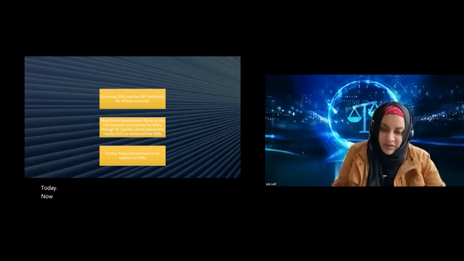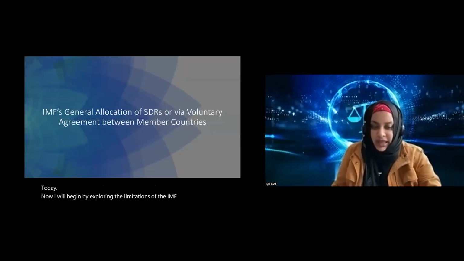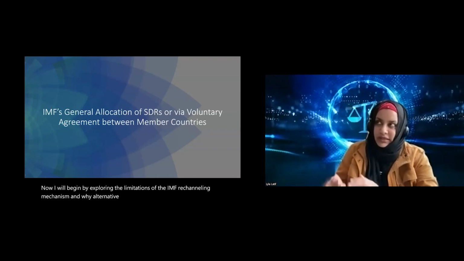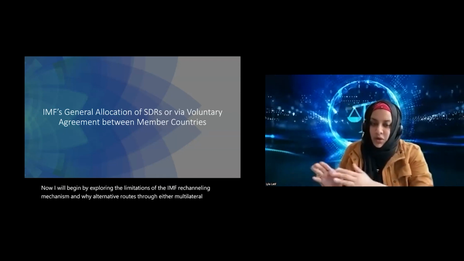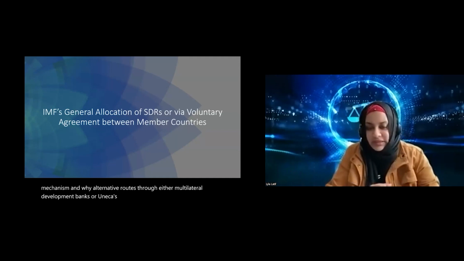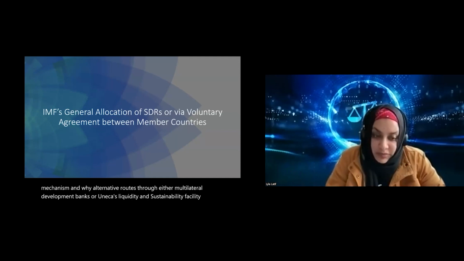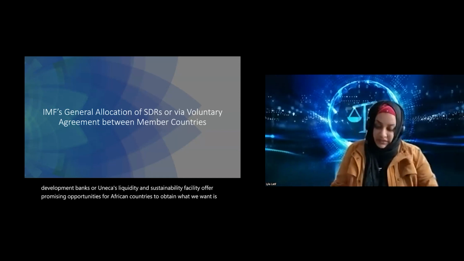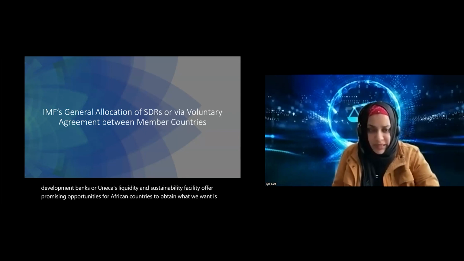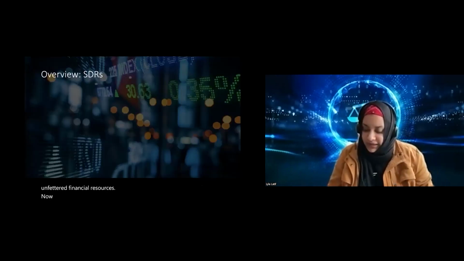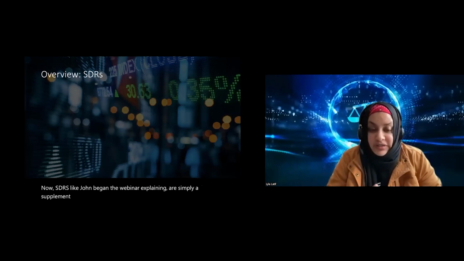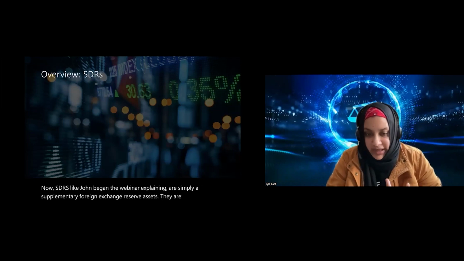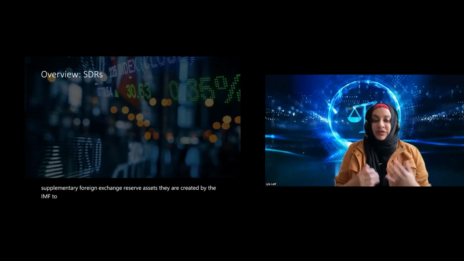Now, I will begin by exploring the limitations of the IMF rechanneling mechanism and why alternative routes through either multilateral development banks or UNECA's Liquidity and Sustainability Facility offer promising opportunities for African countries to obtain what we want, which is unfettered financial resources. Now, SDRs, like John began the webinar explaining, are simply a supplementary foreign exchange reserve asset. They are created by the IMF to supplement member countries' official reserves.